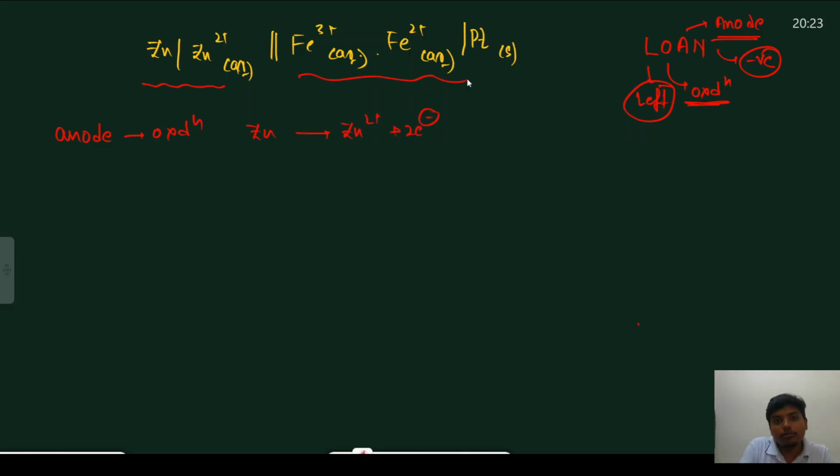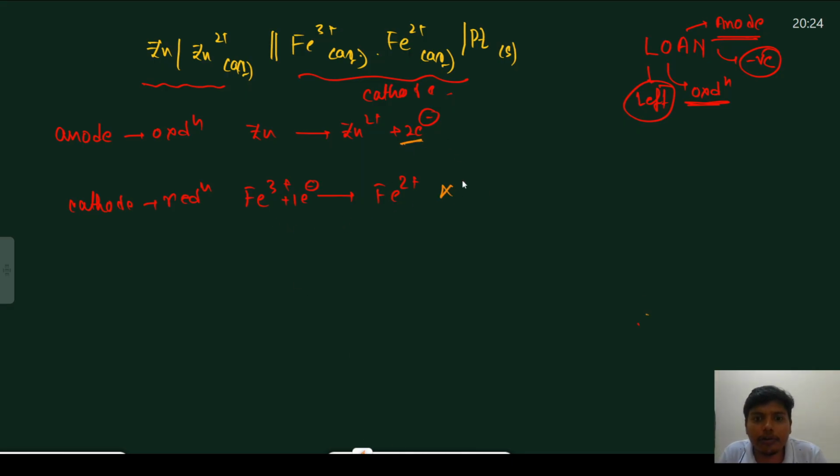And this side is the cathode, yes or no? In the cathode, what is happening? Reduction. Fe3+ gives Fe2+. Here, how many electrons will it take? On the left-hand side, 1 electron. It takes 1 electron, but zinc gives 2 electrons, so we have to multiply by 2.